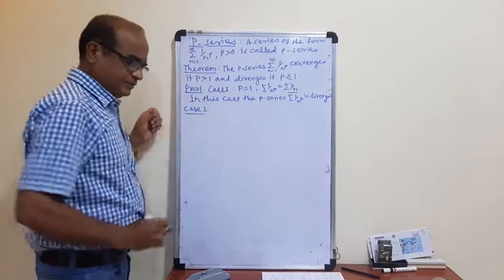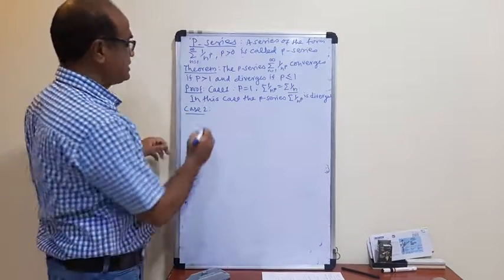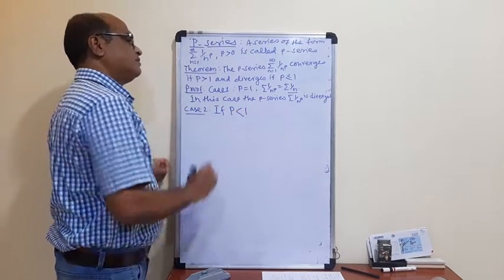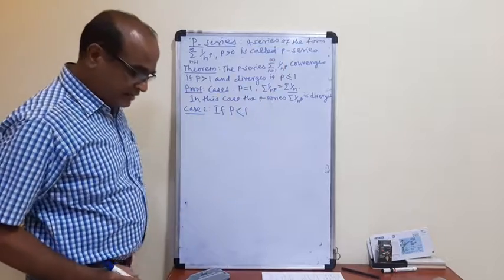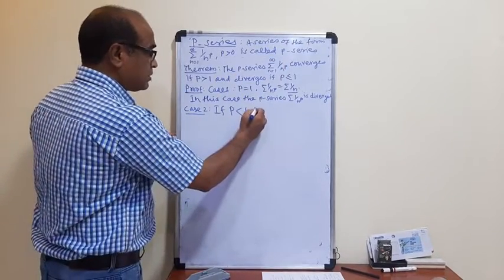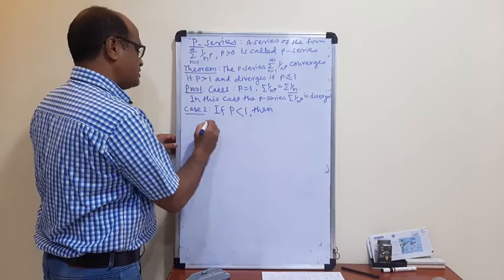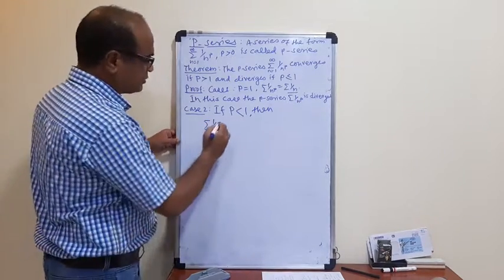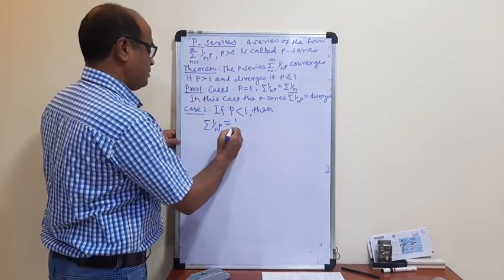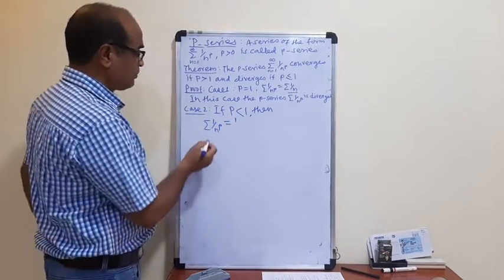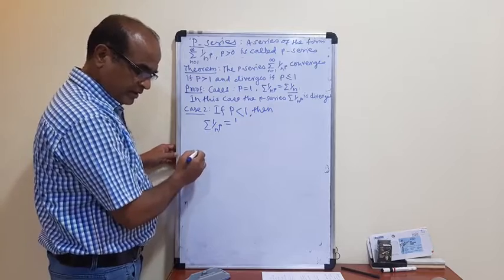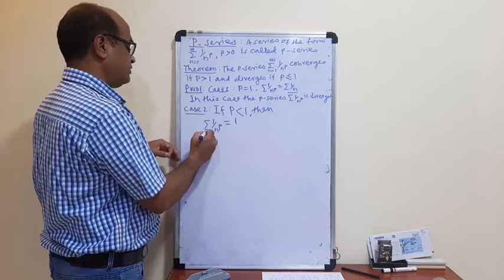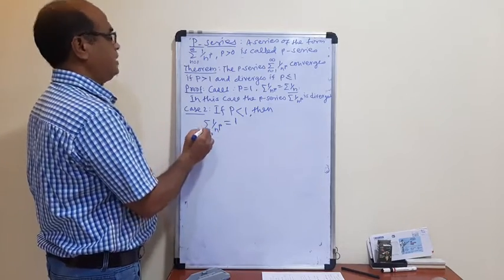So next case 2. So what is case 2? If p is less than 1, then what happens? Then the series becomes here summation 1 upon n raised to p. So what happened? So this series is 1 upon 1. So put p equal to something like 0. So this is n raised to p, p equal to 0.